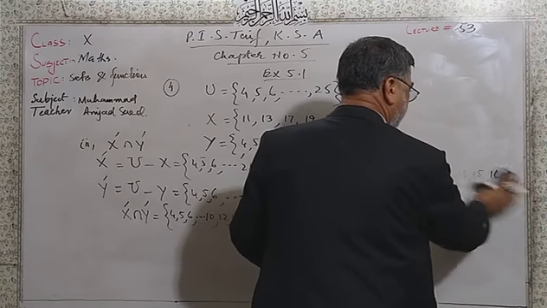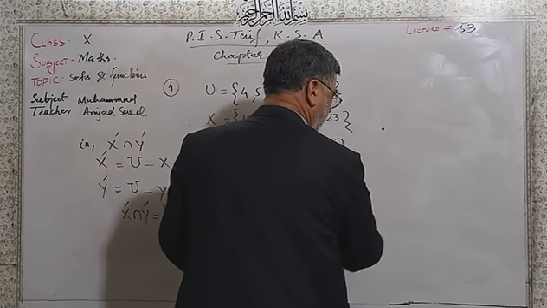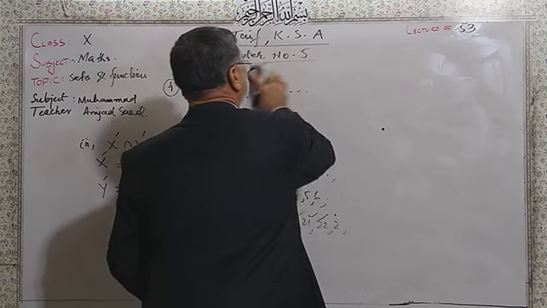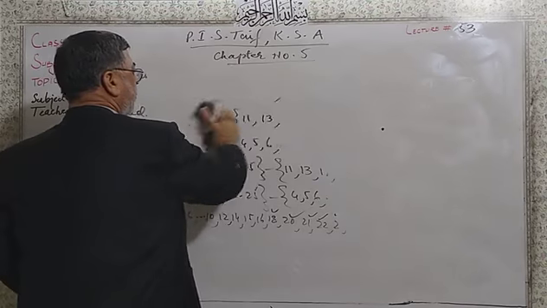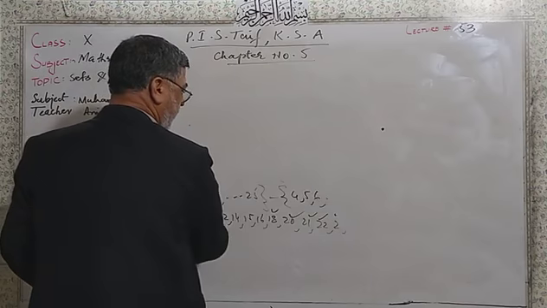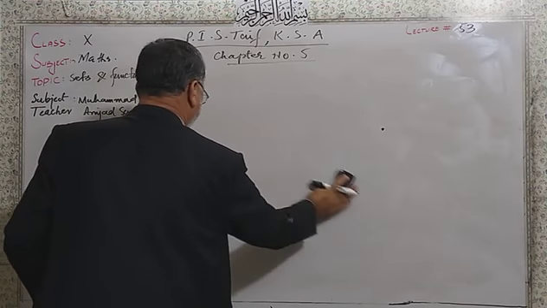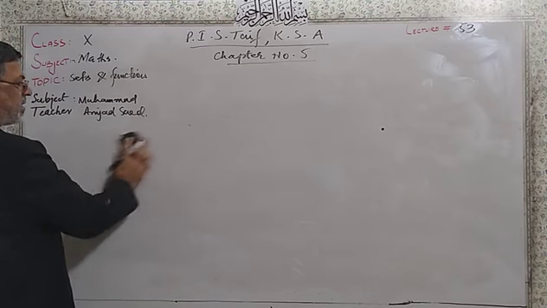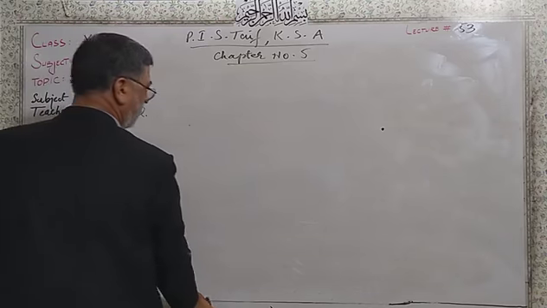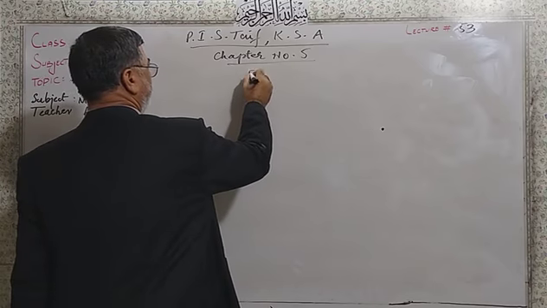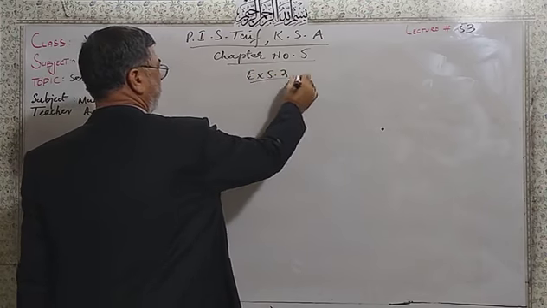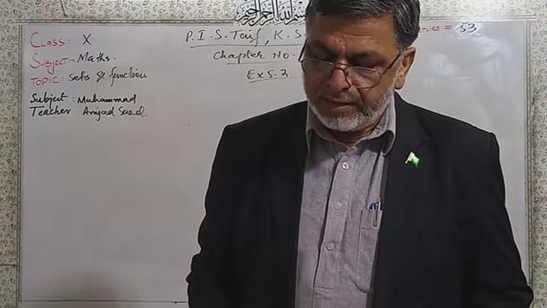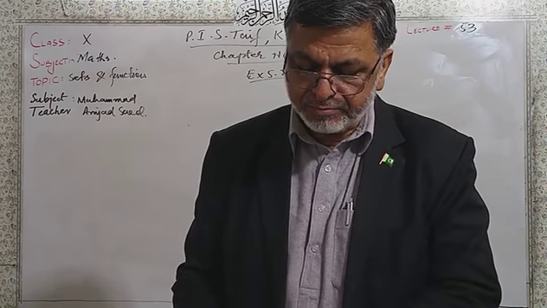Simply the difference is in question number 1, associative property of union and intersection is given. In case of question number 3, we have commutative property of union and intersection and distributive property of union over intersection and intersection over union. So in this way, we have exercise 5.2.